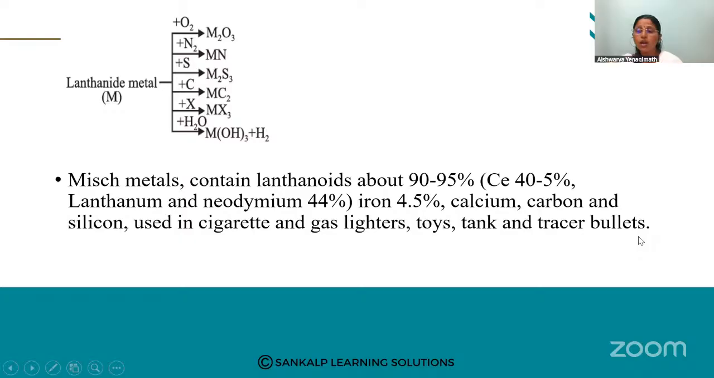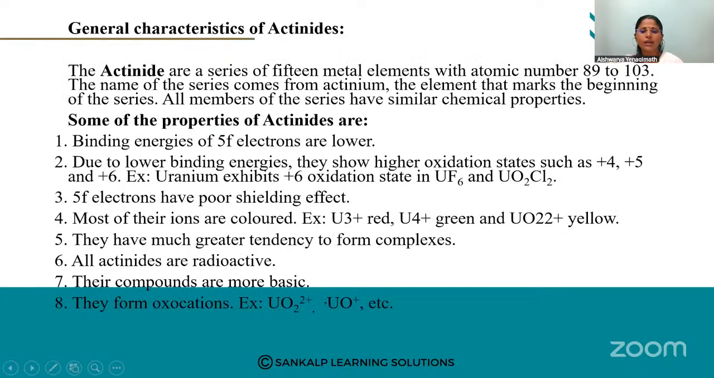Coming to the next one, that is actinides. The actinides are the second series of F block elements, or the 5f series of F block elements. Yes, so here you can see the actinides are a series of 14.